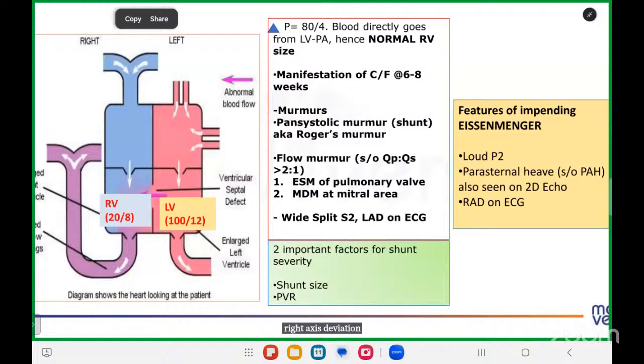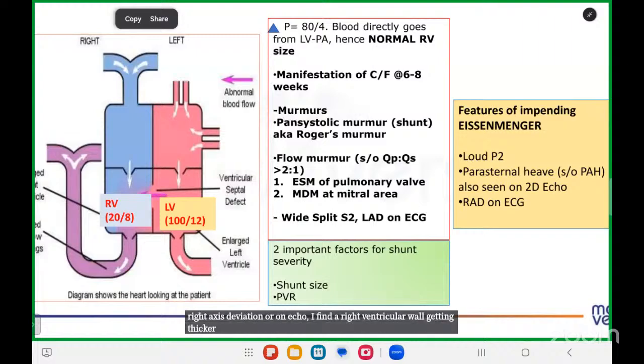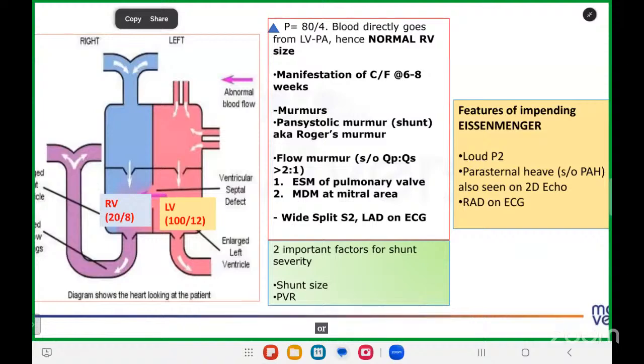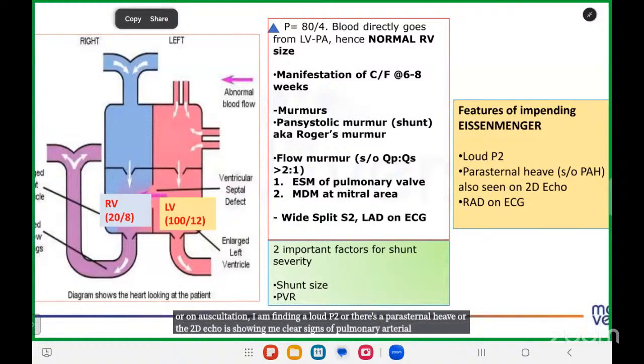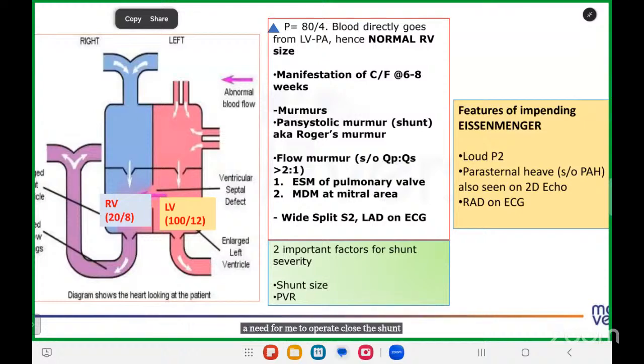Or on echo, I find a right ventricular wall getting thicker in an already known case of VSD. Or on auscultation, I am finding a loud P2, or there's a parasternal heave, or the 2D echo is showing me clear signs of pulmonary arterial hypertension. These are warning signs, these are ominous signs that this is a need for me to operate, close the shunt, keep the kid safe, because these kids, once they develop Eisenmenger, are going to have a very, very poor prognosis.